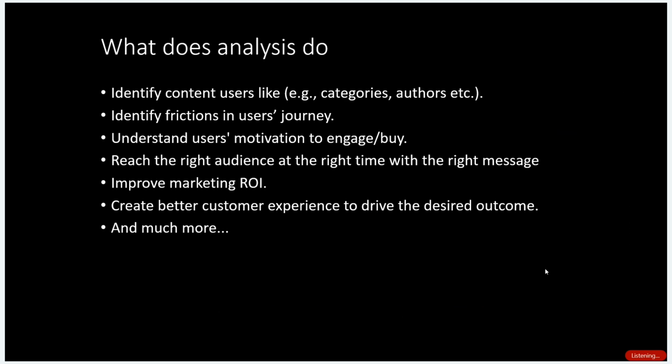So what does analysis allow us to do when you understand these? Identify content users like. For example, in blogs, you can look at categories. If you are a multi-author blog, you can look at which authors people gravitate towards. You can slice and dice the data in several ways. You have to collect it correctly, but you can slice it and really hone in and find out what users like, what makes them take that next action, whatever that next action is. Identify friction in users' journey, understand their motivation. You can reach the right audience at the right time with the right message, right?